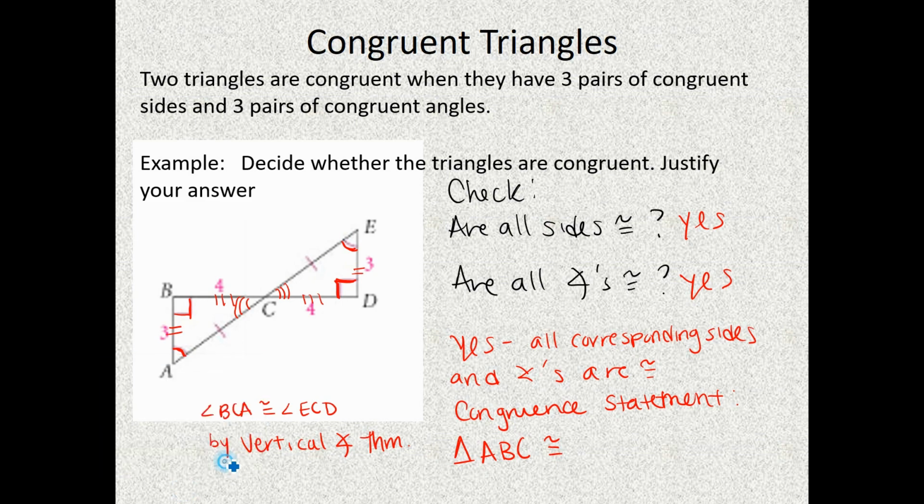So for example, A would correspond to E, so it would be triangle E. B is next, and B would correspond to D, so E, D, and then finally C corresponds to itself, so it stays as C. And again, this may vary on a situational basis.